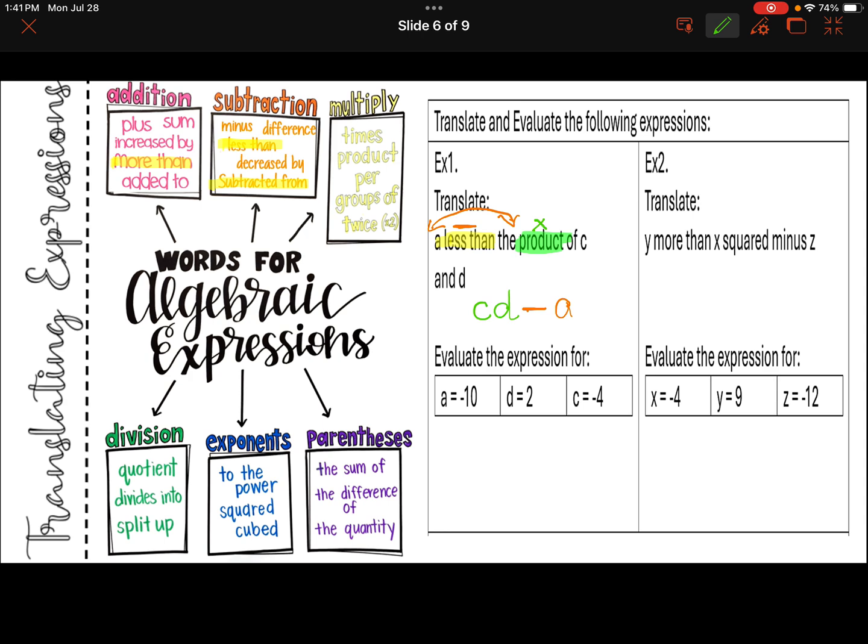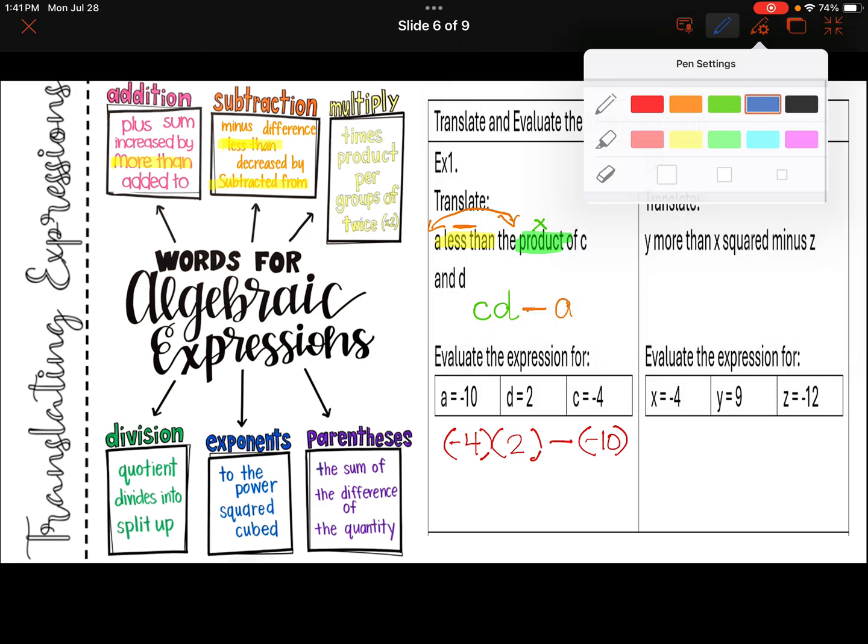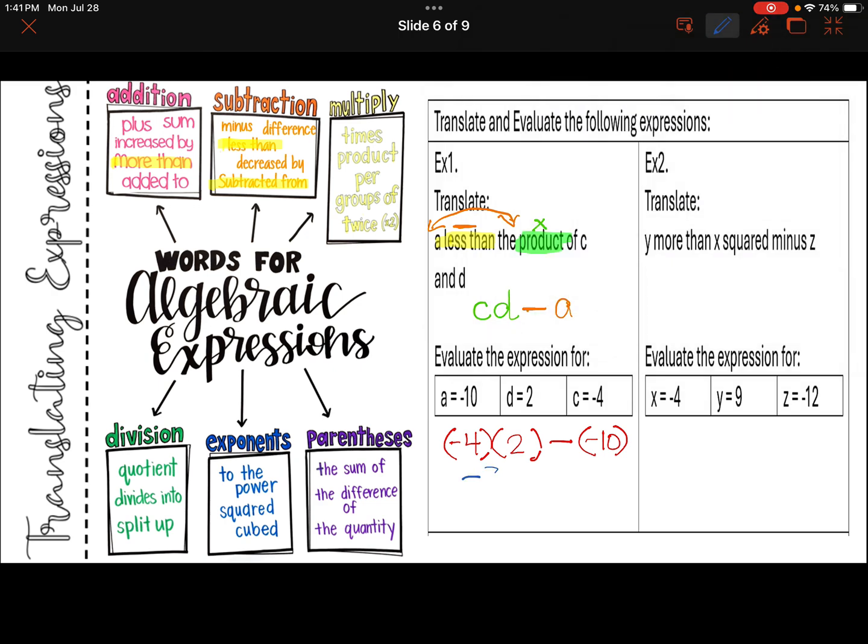Okay, so now we're going to evaluate. And for evaluate, everywhere that there's a variable, we are going to replace it with parentheses. And so now we're going to plug in, and when you plug it in, put parentheses. That's a phrase you should have gone over last year. So for C, I'm going to plug in a -4. For D, I'm going to plug in a 2. And for A, I'm going to plug in a -10. And now we're just back to order of operations. -4 times 2 is -8, minus a -10. Keep, change. I end up getting a simplified evaluated answer of 2.